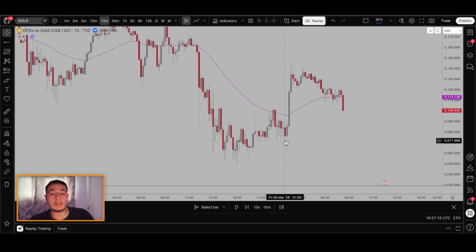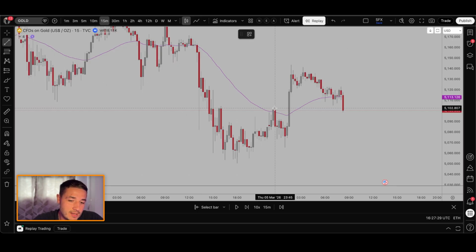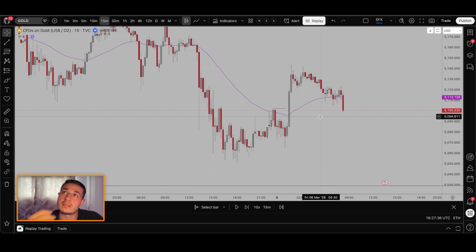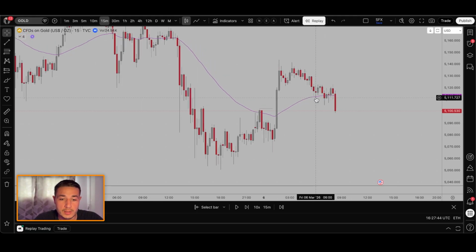I did expect that on the NFP, or prior to that, gold is going to take some more liquidity to the downside. Technically it has to, because price needs fuel. I always say this example: if you want to go from A to B with a car, you need to fill the tank. It's the same with the price, so you need fuel.